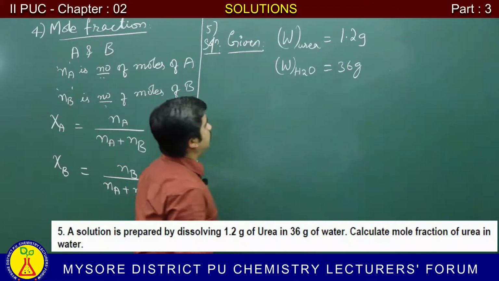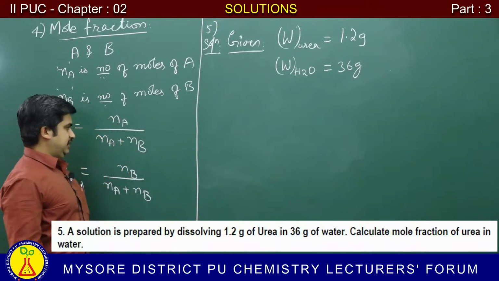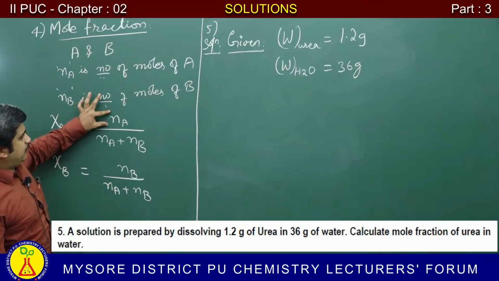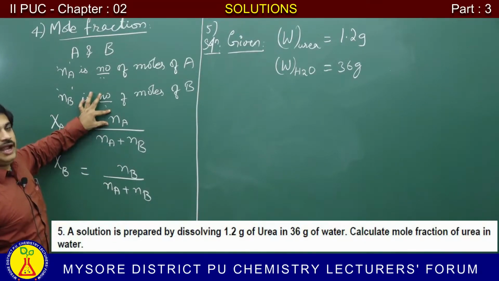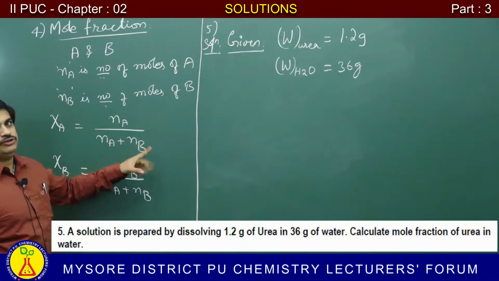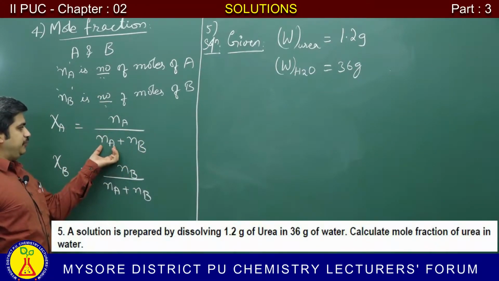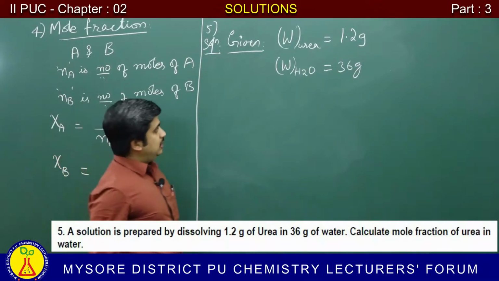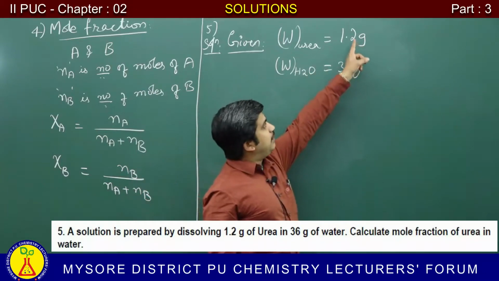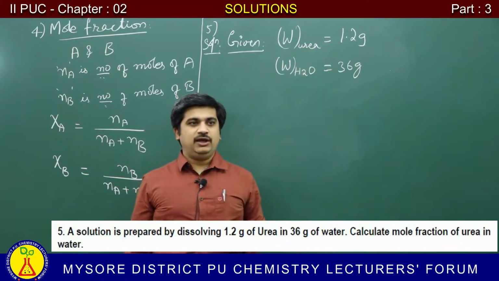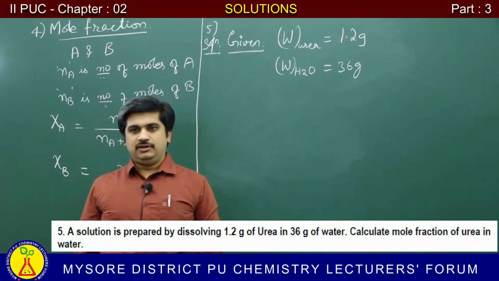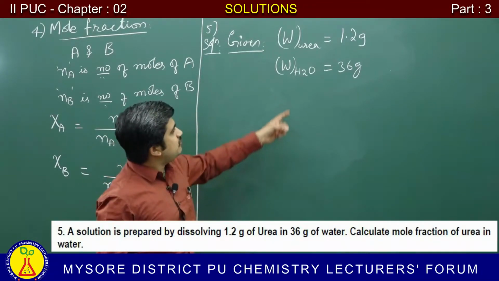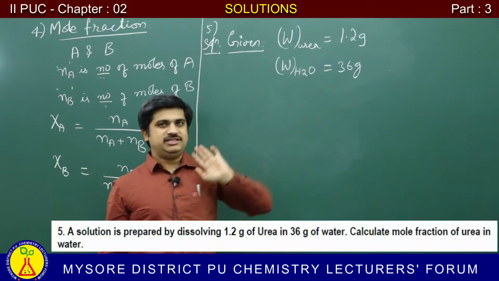Now in order to find out mole fraction, here we have the formula for us. We can take the number of moles of urea and divide it by the total number of moles of all the components, that is, the number of moles of urea plus the number of moles of water. But in the question, the number of moles is not given. Instead, weight is given in grams. What is the mass of urea dissolved in what mass of water? Only so much is given.